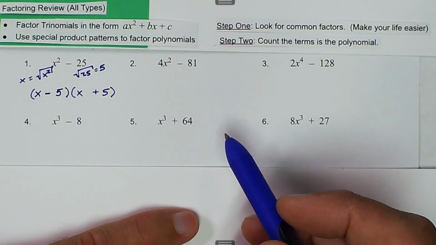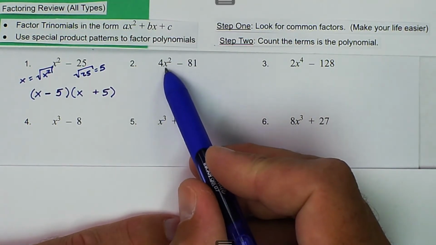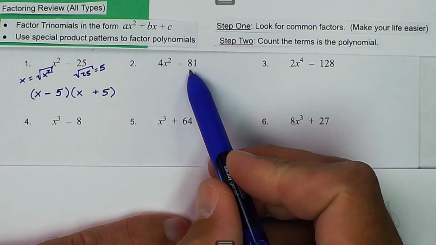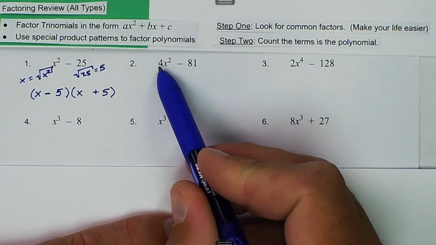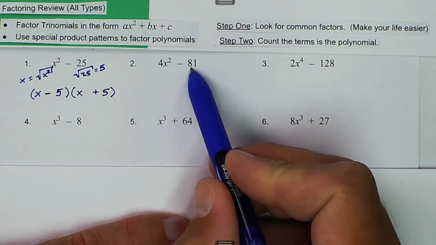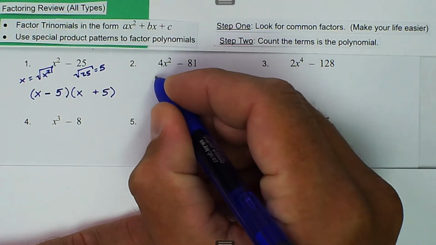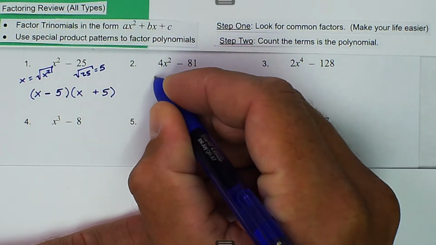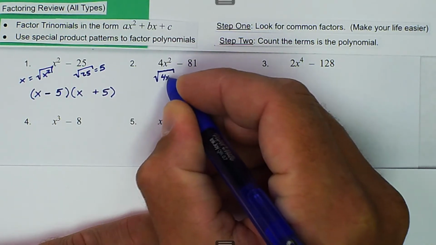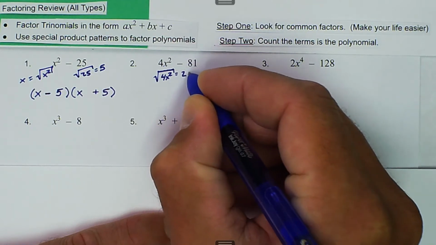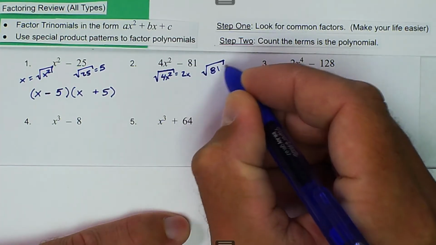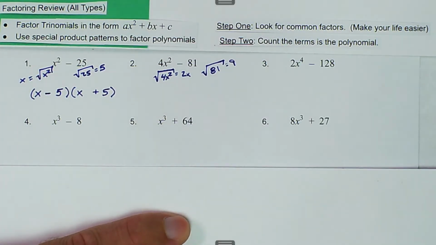Next one that we look at is we have 4x squared, and we have an 81. So hopefully we recognize that 2 times 2 is 4, x times x is x squared, and 9 times 9 is 81. So we can take the square root of 4x squared, and that is going to be equal to 2x. And then we can take the square root of 81, and that's equal to 9.